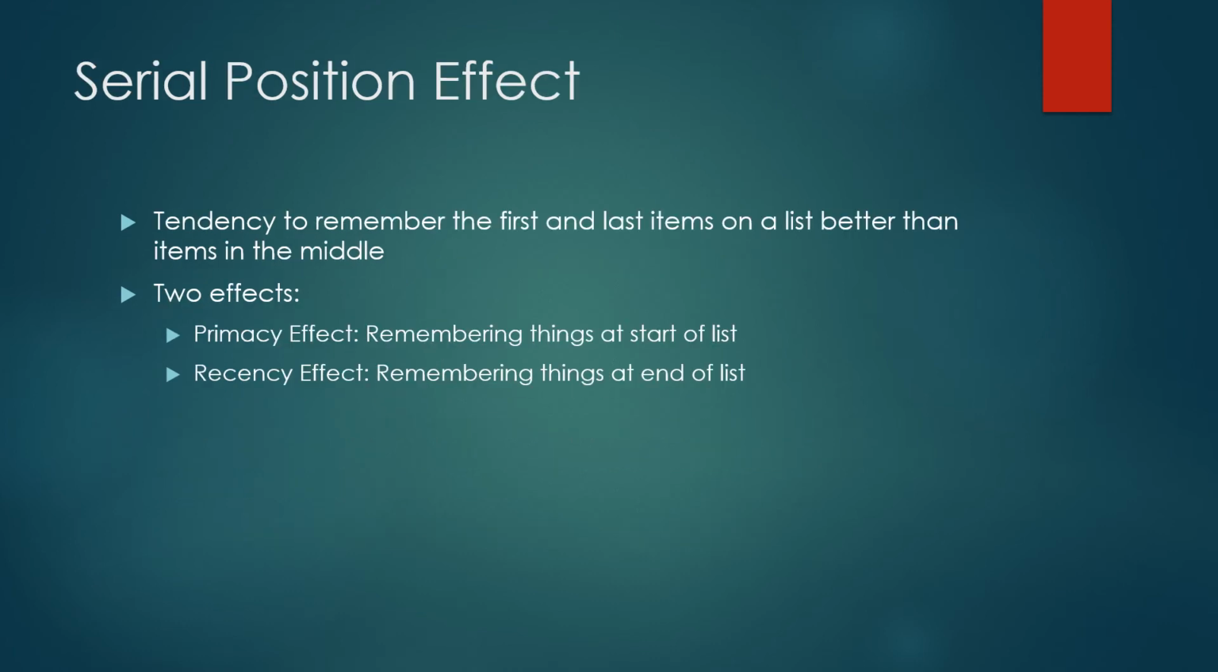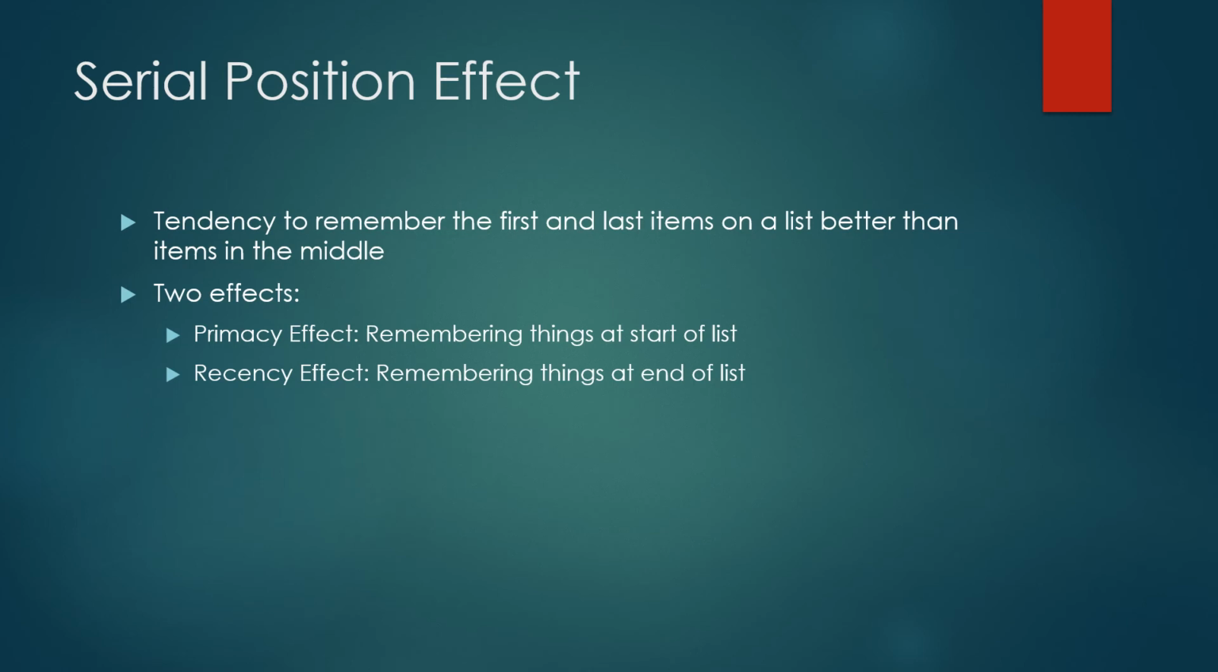So in terms of a concept that's related to the multi-store memory model is the serial position effect. This is the tendency to remember things that are first and last items on a list better than items in the middle. And this is based on two effects: either the primacy effect, you remember things at the start of the list, or the recency effect, you remember things at the end of the list. Both of these are part of the serial position effect.